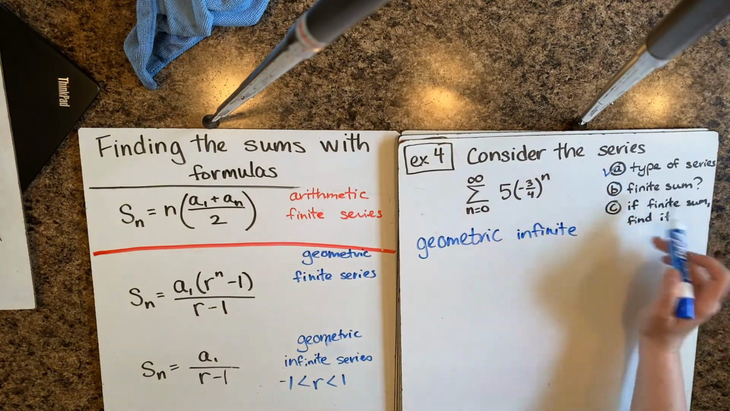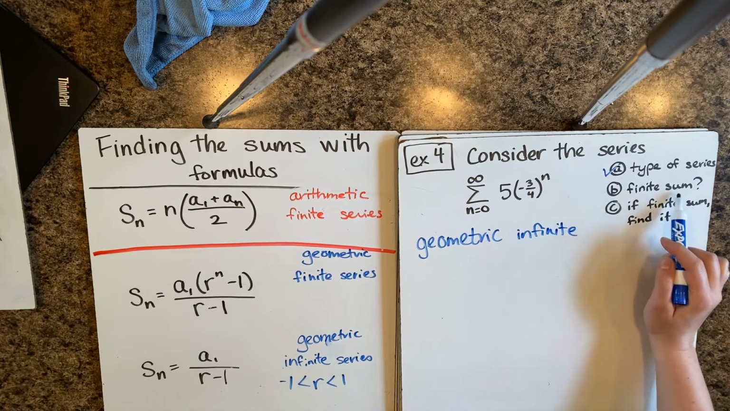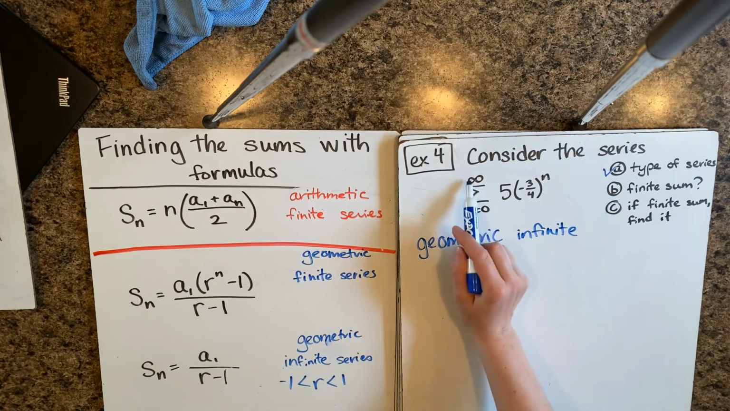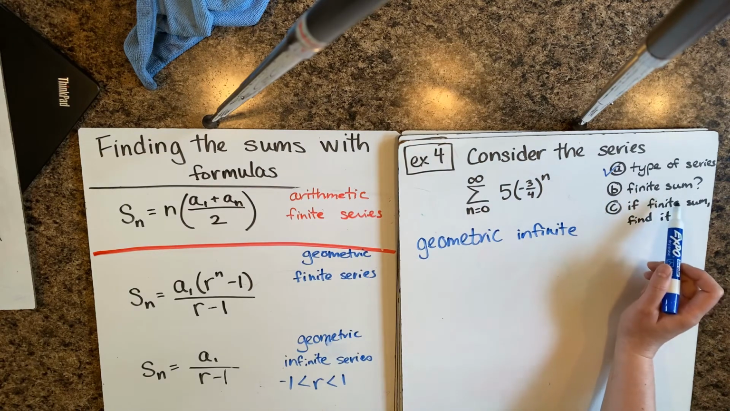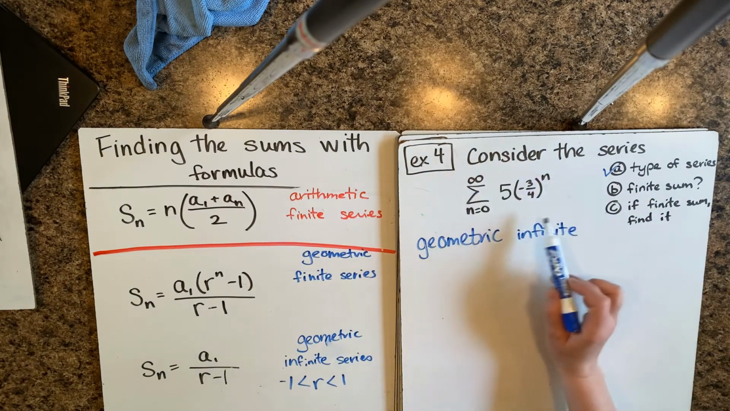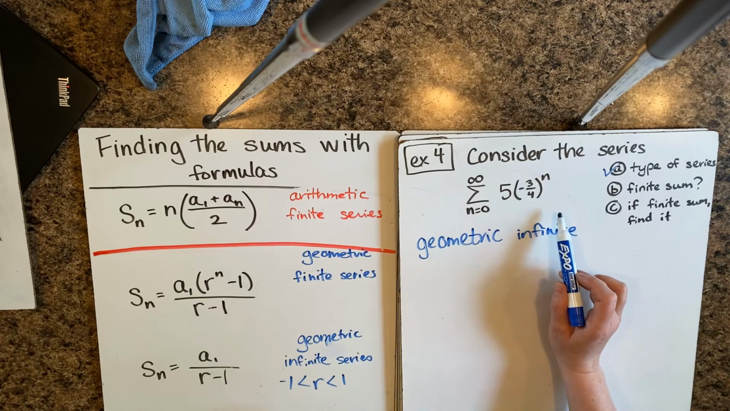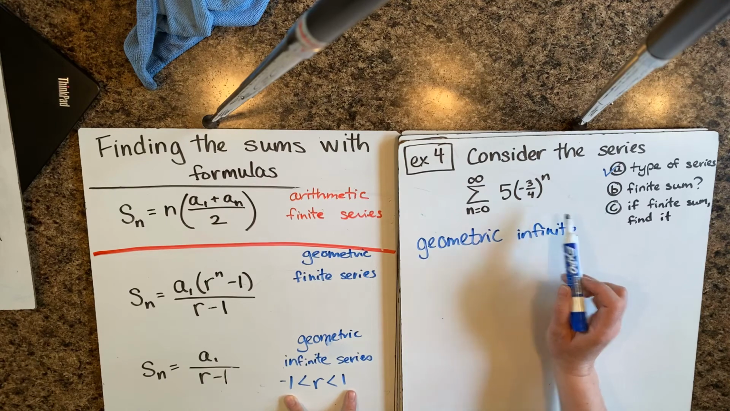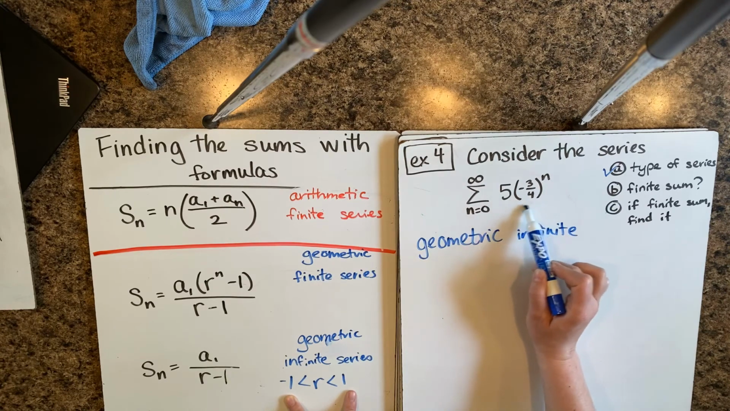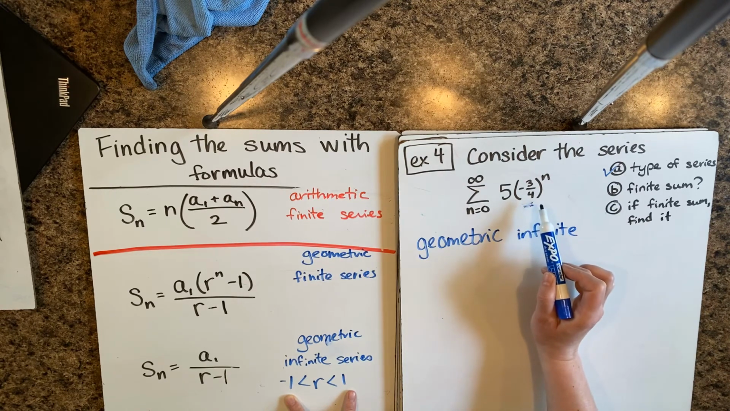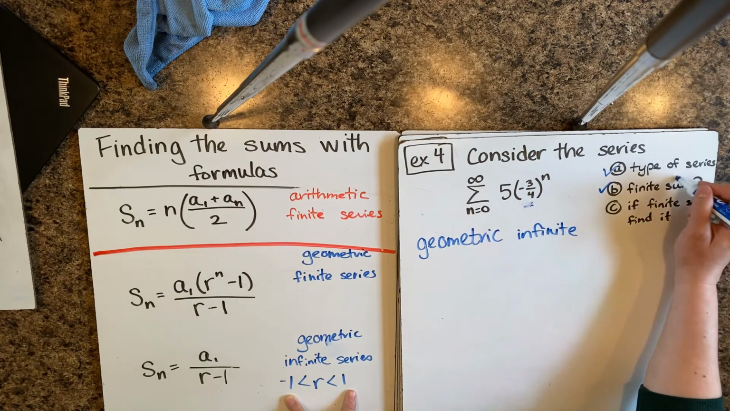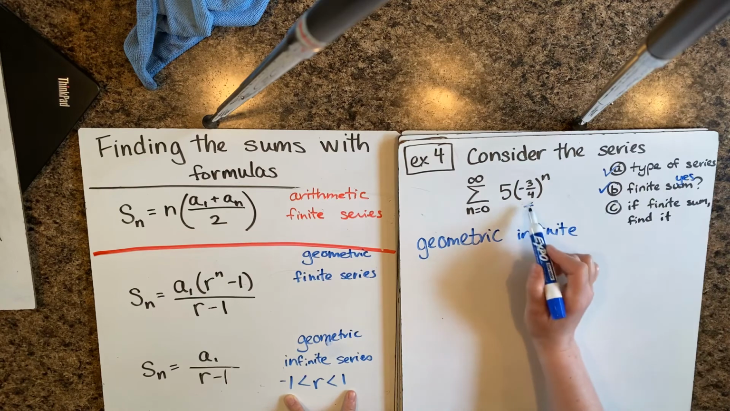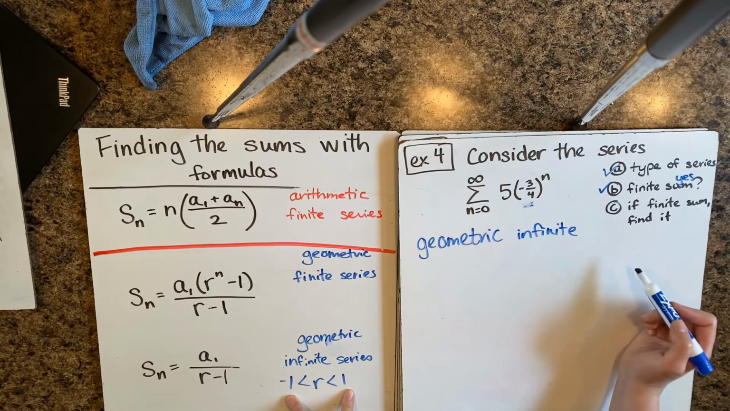Now, this isn't asking if it's a finite series or not. We just said it's an infinite series because it goes to infinity. But does it have a finite sum? Can we find the sum of this series? And the answer comes from, well, what's the ratio? Is it between -1 and 1? And the answer is yes. Since our ratio is between -1 and 1, then it is a finite sum, yes. Because the ratio is between -1 and 1, we can find the sum.